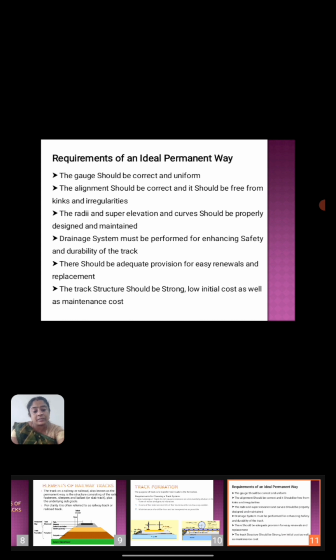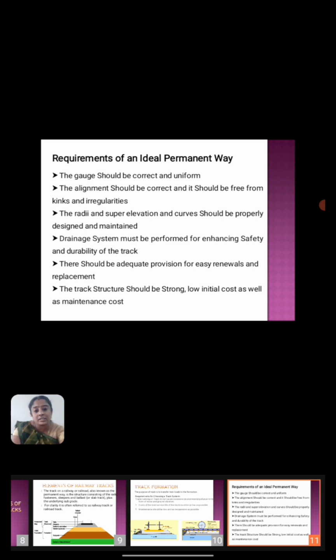And the drainage system. Drainage is nothing but, in a train, the wastewater falls onto the ground. So we have to provide proper drainage for free fall of water into the ground without any stagnation. And then we have to go for easy renewal and replacement. Whenever any fault occurs on the track, that means in the elements, we have to go for removal or replacement, or we can go for a remedial work.